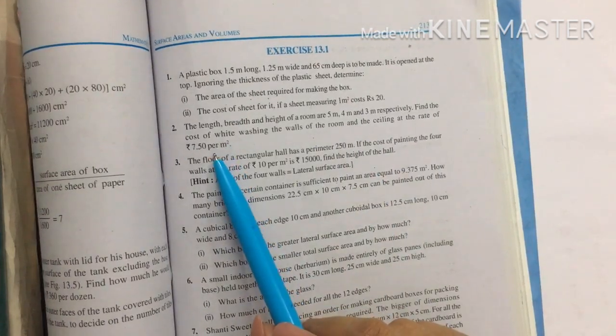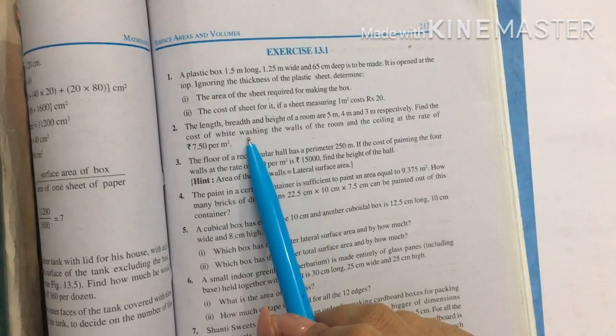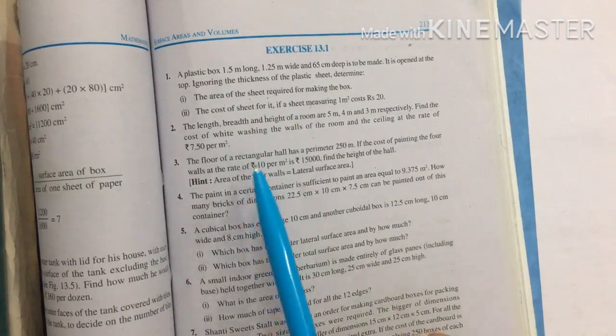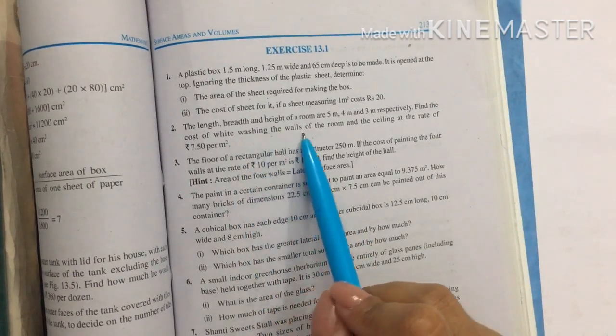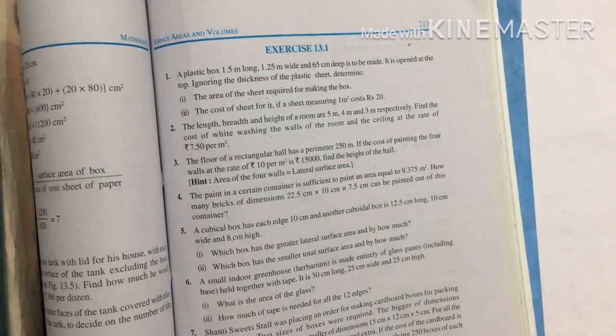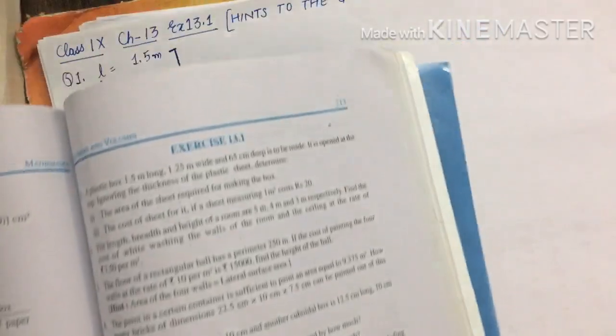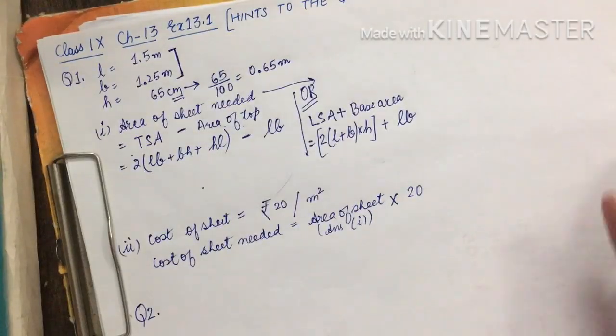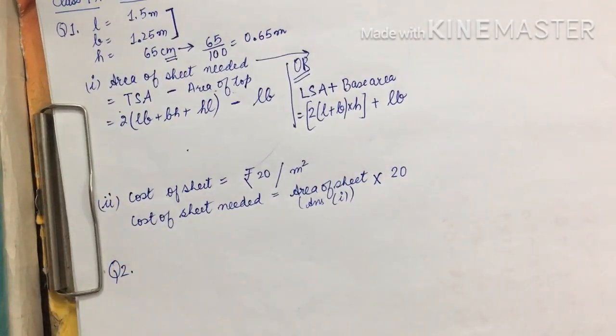To find out the cost, we first of all will find out the area to be whitewashed. The area to be whitewashed will be the area of the four walls and the area of the ceiling. Now this again can be done exactly the same way we did the previous question. The area to be whitewashed can be calculated using two ways.